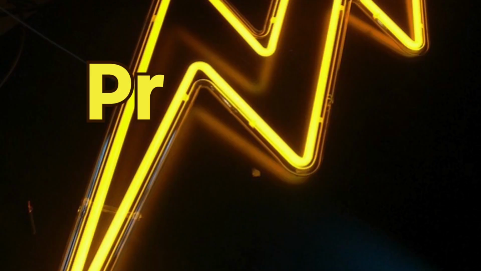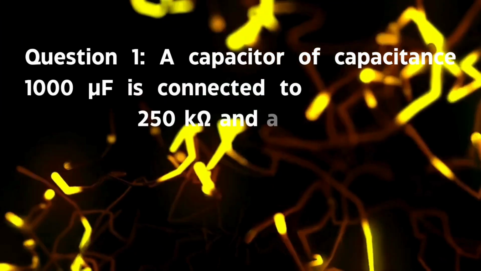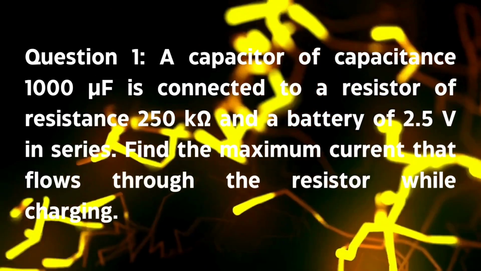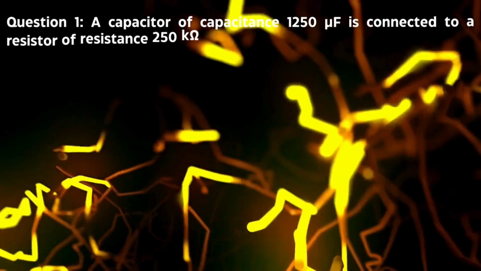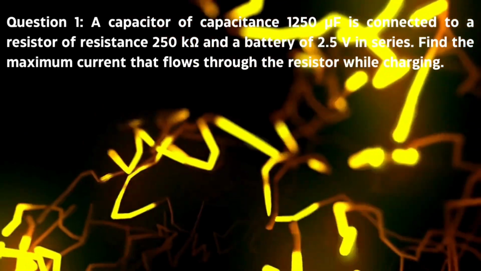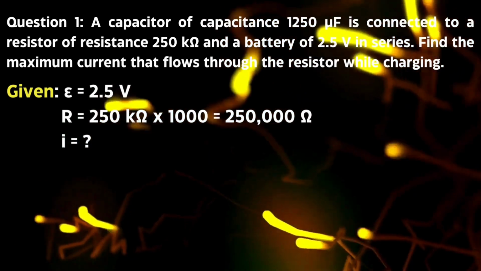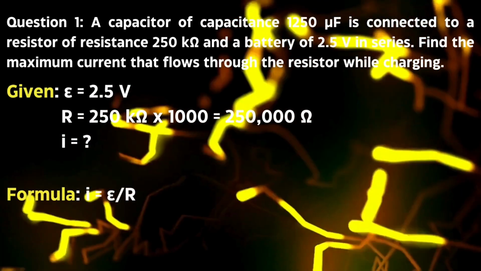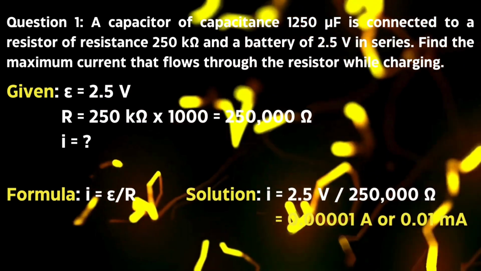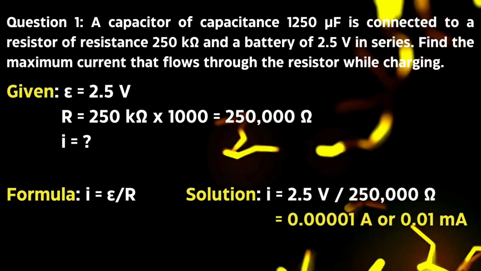Okay, let's now proceed to our problem solving. Find the maximum charging current through a 1000 microfarad capacitor connected in series with a 250 kilo ohm resistor and a 2.5 volt battery. Let's write down first our given. EMF is 2.5 volt, resistance is 250 kilo ohm, with our maximum current missing. Substitute them in the formula I is equal to EMF divided by R. With the solution, our maximum current is 0.00001 ampere or 0.01 milliampere.